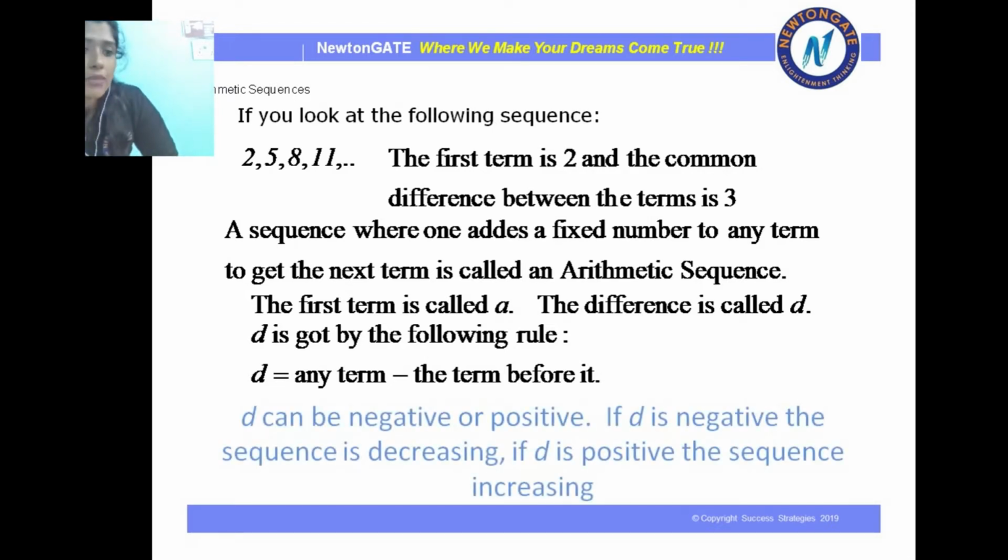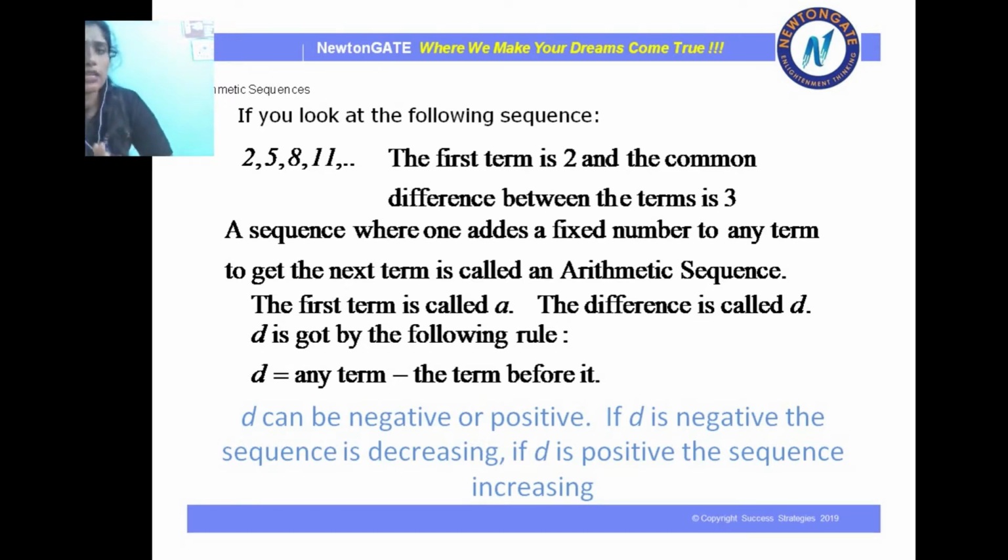Now D can be negative or positive. Not necessary that it has to be positive. If D is negative, then it is called a decreasing sequence. But if D is positive, then it is an increasing sequence. For example, this particular sequence 2, 5, 8 and 11 is an increasing sequence. D is positive here. 8 minus 5 is 3. So D here is positive. So that is why you can see that the number is keeping on increasing.